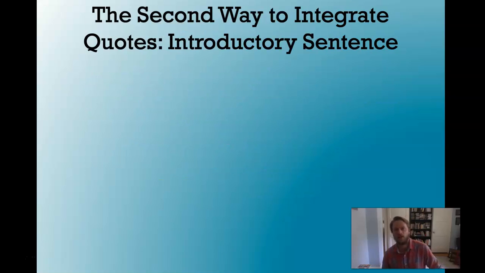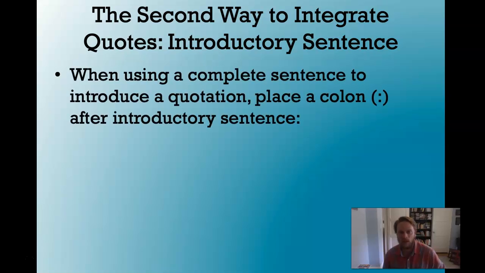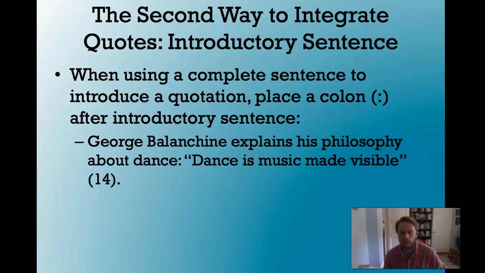The second way to integrate quotes, introductory sentence. So instead of just using the author's name and a signal verb, use a sentence. When using a complete sentence to introduce a quotation, place a colon after the introductory sentence. And a colon, of course, is just 2 dots, one on top of the other. Take a look at this example. George Balanchine explains his philosophy about dance: "Dance is music made visible." So George Balanchine explains his philosophy about dance is a complete sentence. Therefore, you need to put a colon and not a comma after dance.